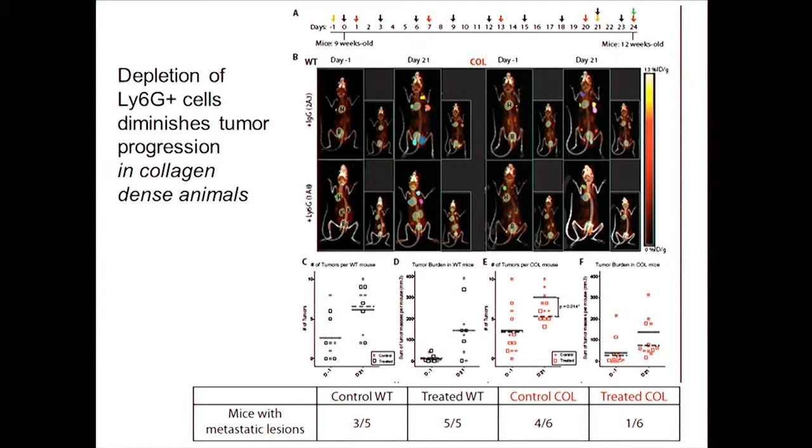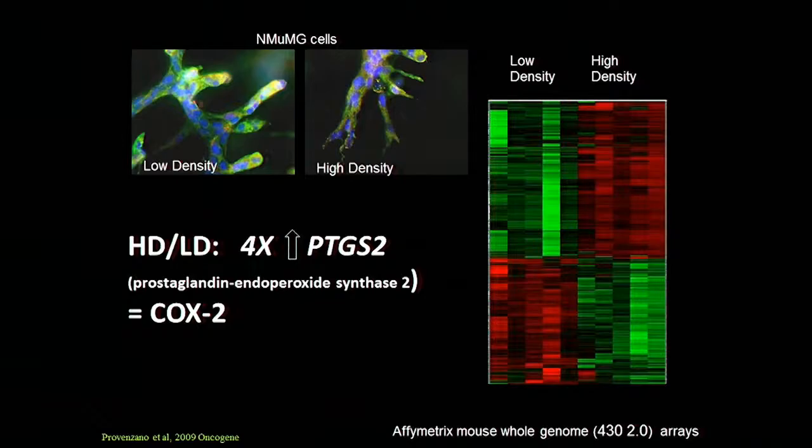If we look at the number of mice with metastases, the treated wild-type animals that have the neutrophil depletion all have metastases. Only 1 out of 6 of our treated dense collagen animals has metastases. So the mechanism is not the same between dense and not dense.